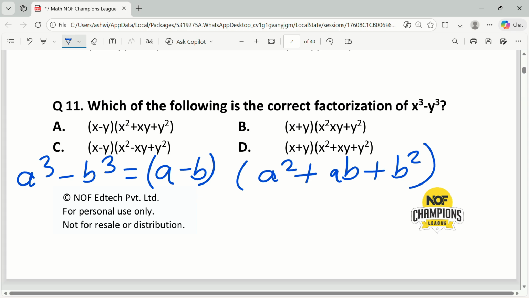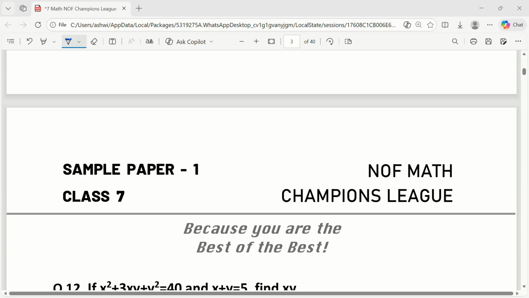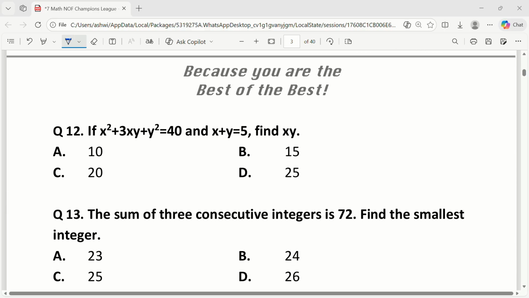Now, substituting x for a and y for b in the identity, the correct factorization is x minus y, x square plus xy plus y square. This matches with option A.